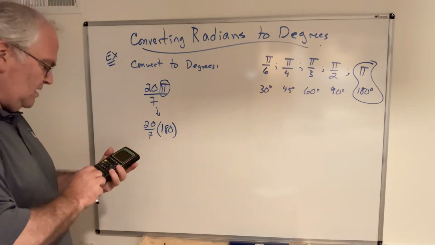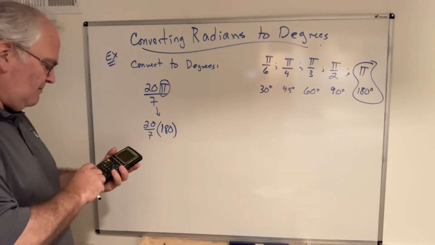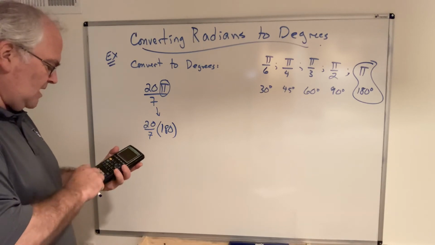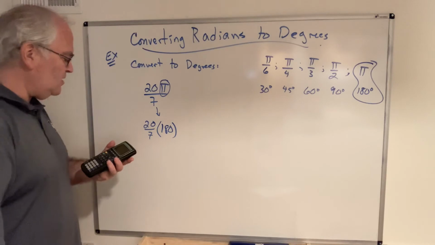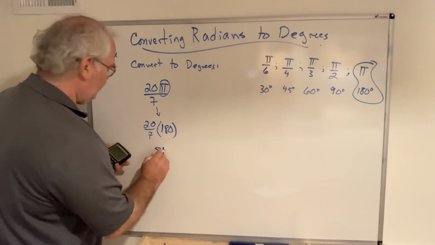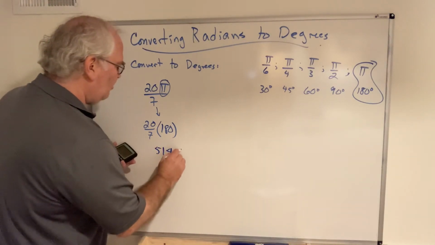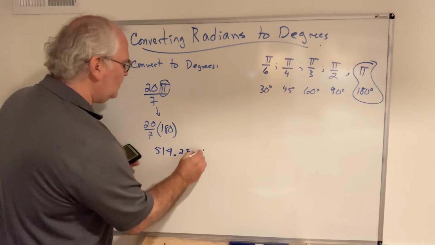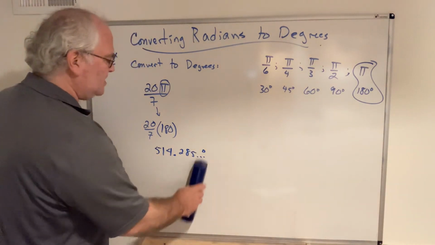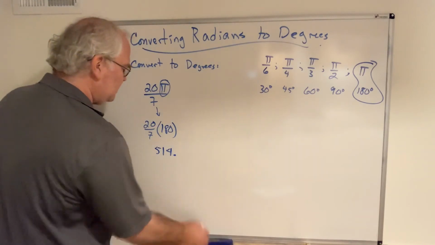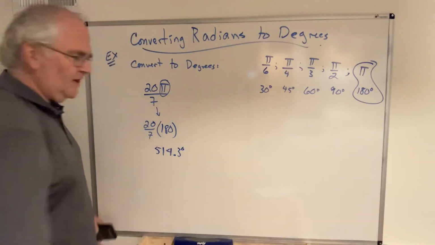I got 20, this is 20 divided by 7, and then that times 180, and that's whatever that is. That's 514.285 degrees. And suppose we might want to round that to the nearest tenth. If we round that to the nearest tenth, that would be 514.3 degrees.